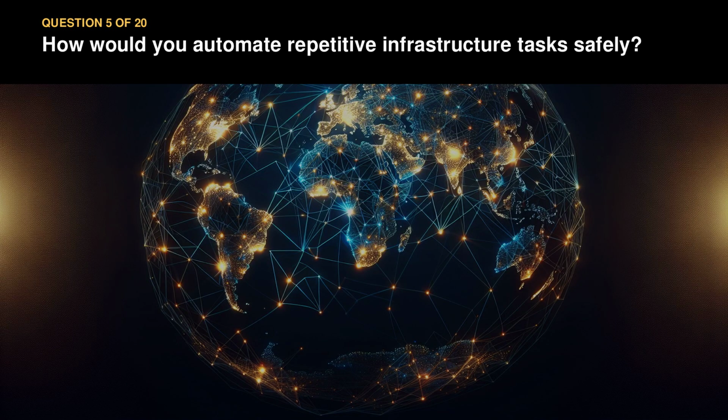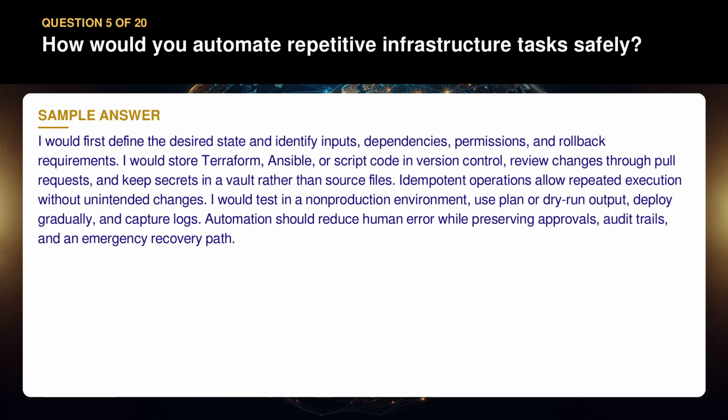Question 5. How would you automate repetitive infrastructure tasks safely? I would first define the desired state and identify inputs, dependencies, permissions, and rollback requirements. I would store Terraform, Ansible or script code in version control, review changes through pull requests, and keep secrets in a vault rather than source files. Idempotent operations allow repeated execution without unintended changes. I would test in a non-production environment, use plan or dry run output, deploy gradually, and capture logs. Automation should reduce human error while preserving approvals, audit trails, and an emergency recovery path.